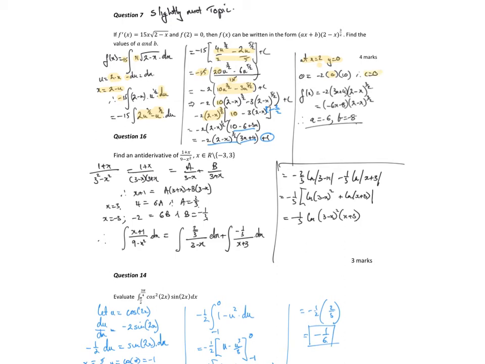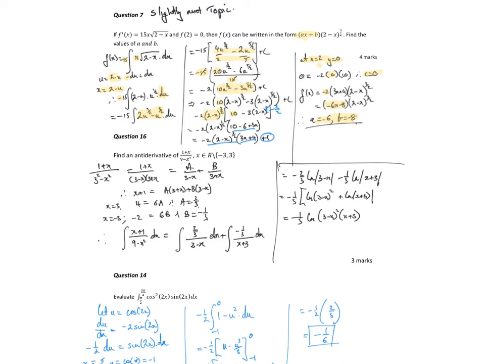So C is 0. And the only other thing, I did have a negative 2 out the front. I need to multiply that back in to get it into the format that we require. And there's my A equal to negative 6, B equal to negative 8.